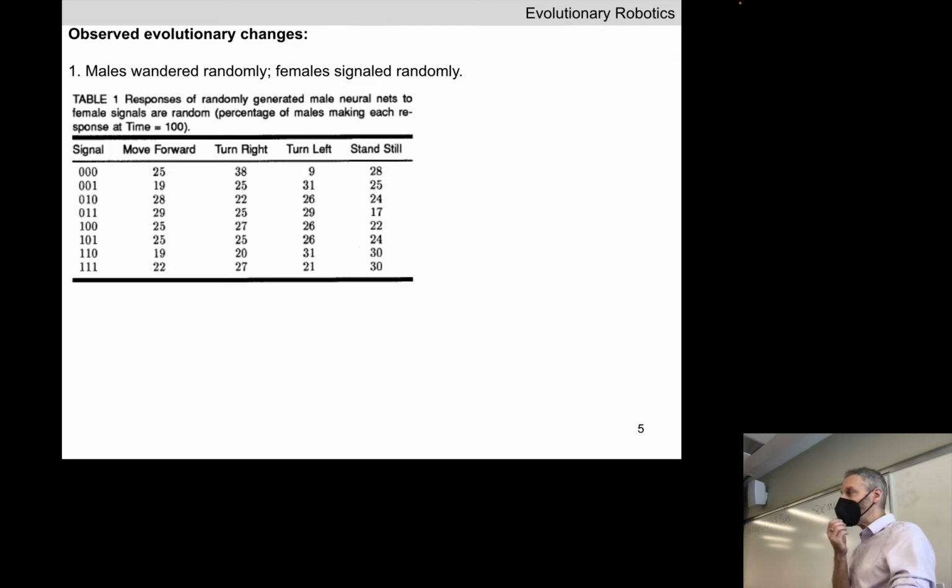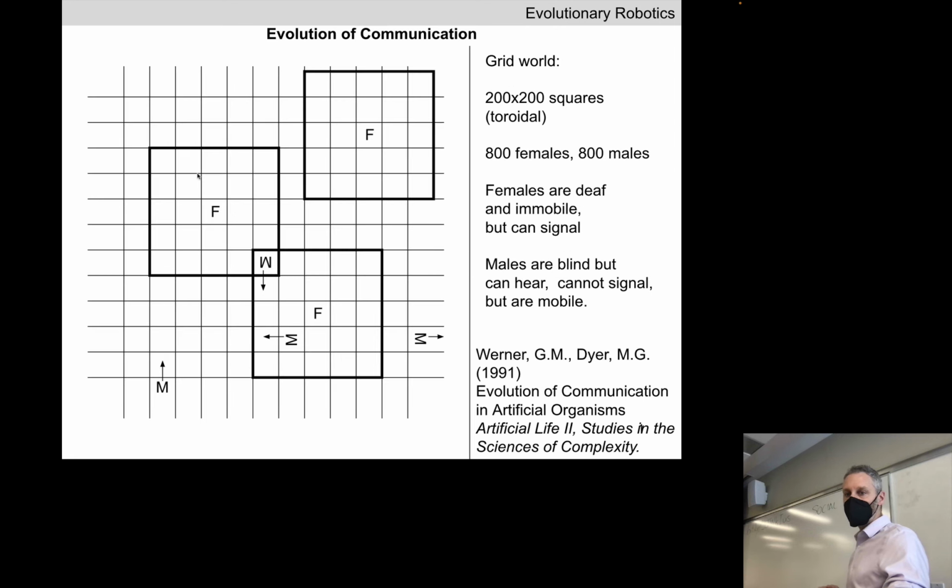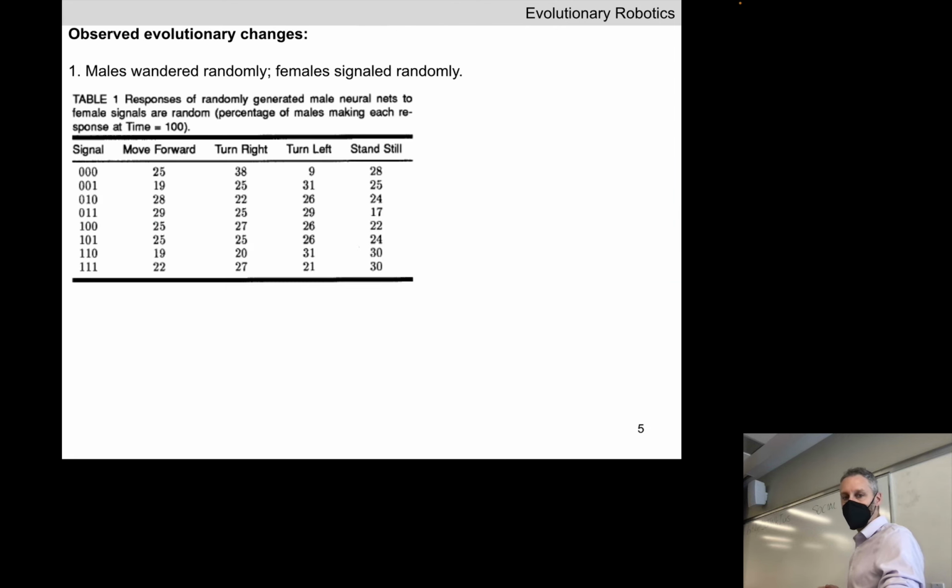We ended last time by just starting to look at a couple of snapshots from this evolutionary process. This paper was, again, pre-physics engine, so we're basically just looking at a grid world and we're looking at the statistics of what the 800 males are doing in response to what the 800 females are doing. So at the beginning, all of the 800 females and all of the 800 males have random neural controllers. So they're signaling at random. The males are moving at random.